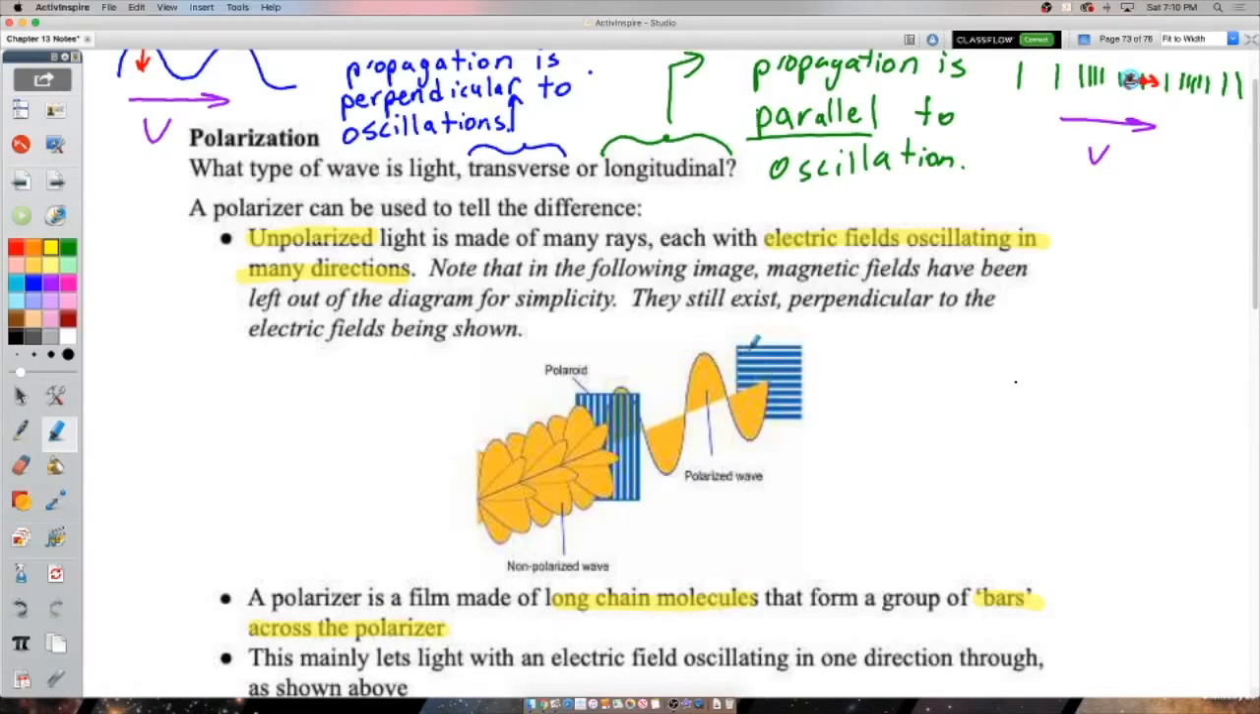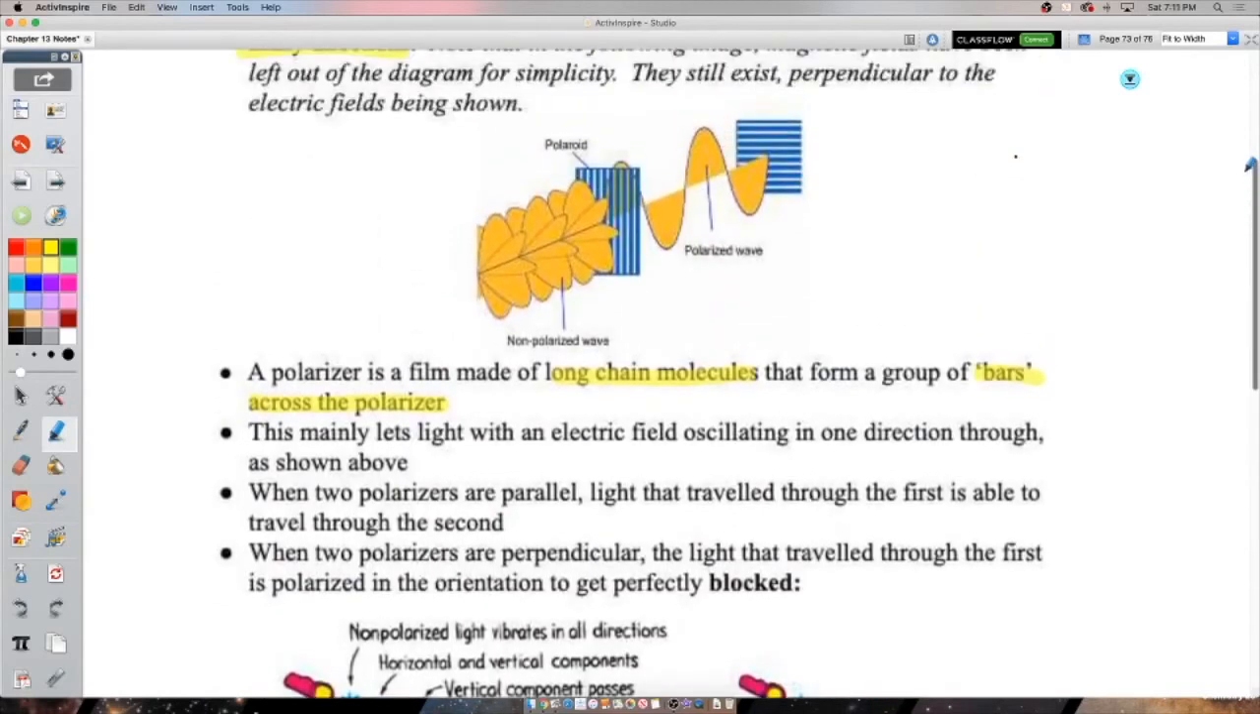What's going to happen when they hit this polarizer that has the opposite orientation, that has a perpendicular orientation? Well, this can't get through. This is the exact opposite of what can get through this guy. So all of the light is going to get blocked. Okay. So again, just highlighting here what happened above. Light with an electric field oscillating in one direction gets through a polarizer.